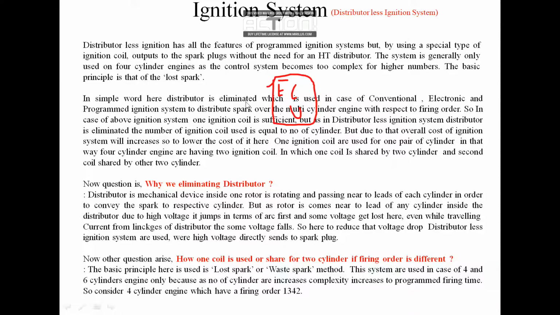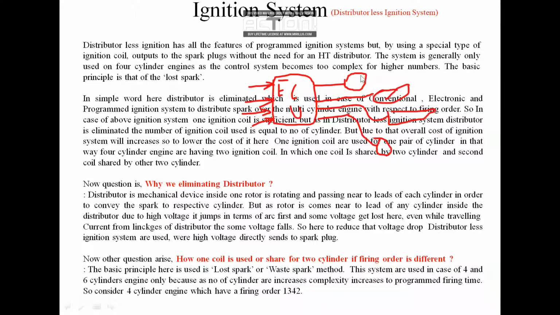Inside the ECU, a number of sensor inputs come. On that basis, four triggering wires come out, and this is your first ignition coil, this is your second ignition coil, this is your third ignition coil for the third cylinder, and this is your ignition coil for the fourth cylinder.